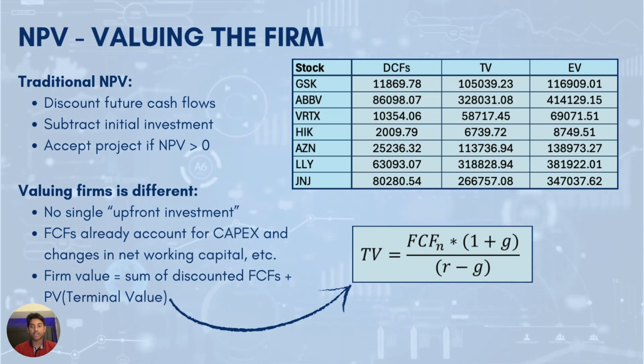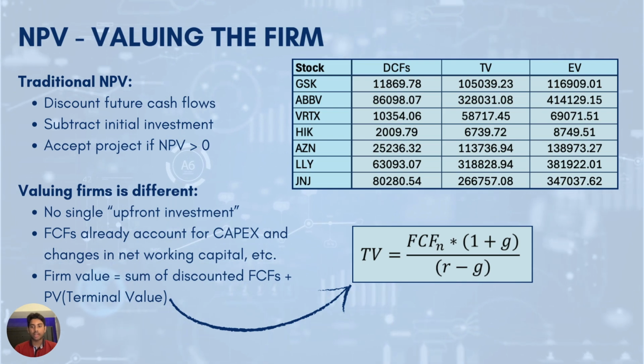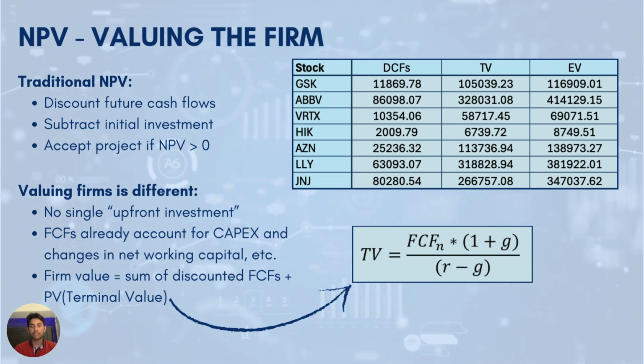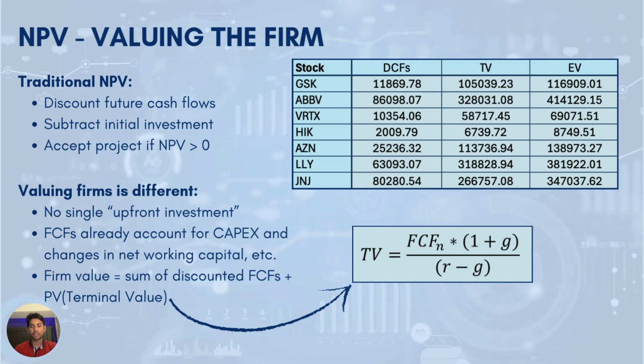The company with the highest net present value is AbbVie, followed by Eli Lilly and Johnson & Johnson, while companies with the lowest NPV are Hikma Pharmaceuticals, Vertex, and GSK.